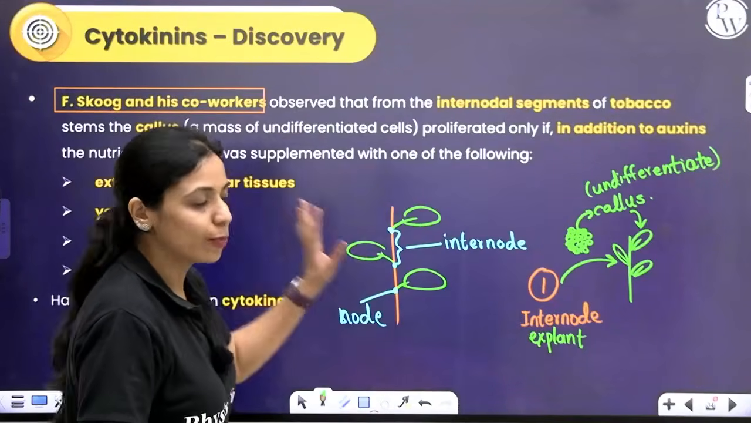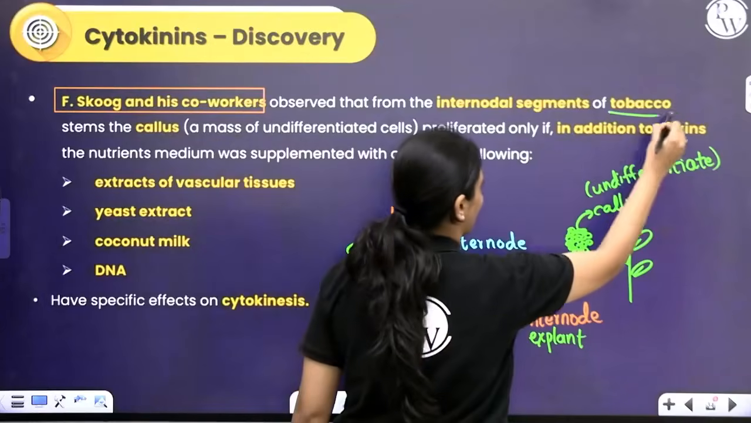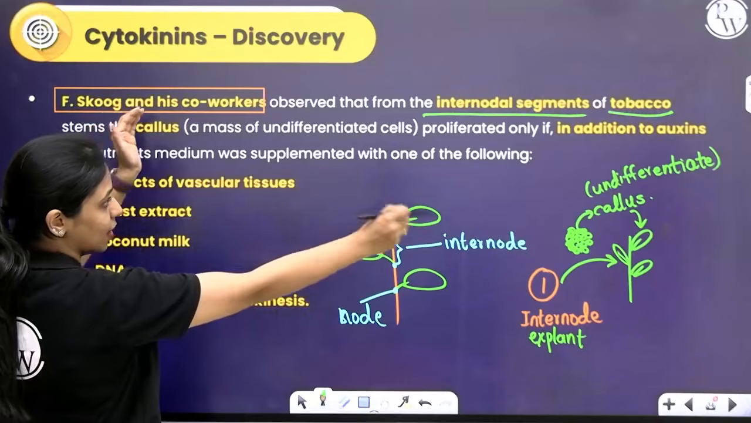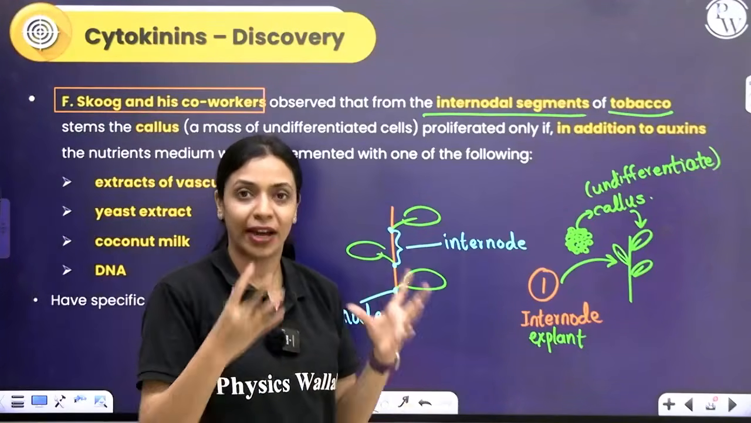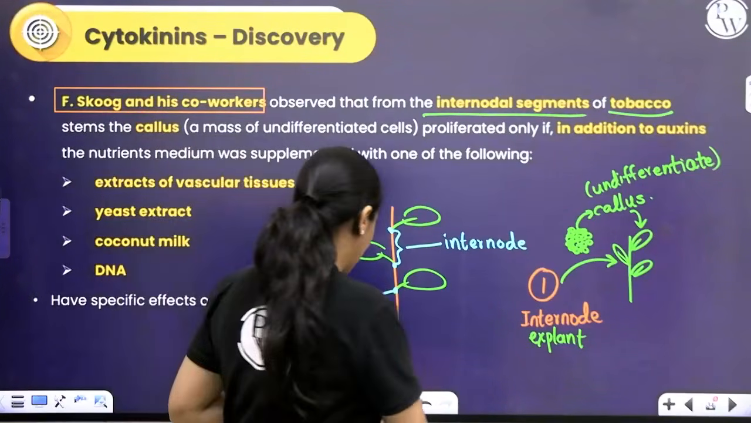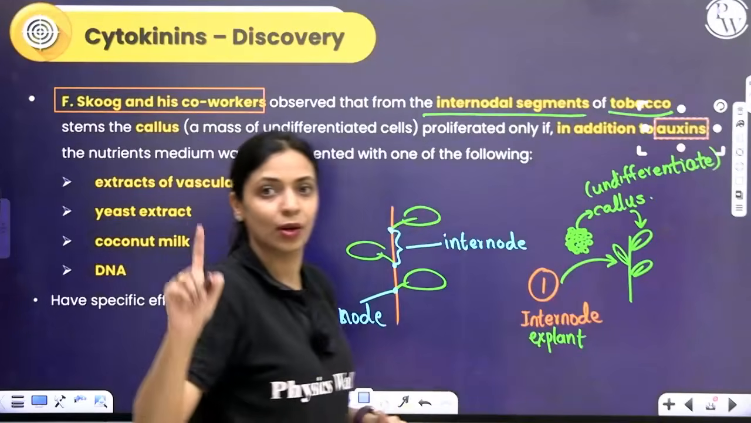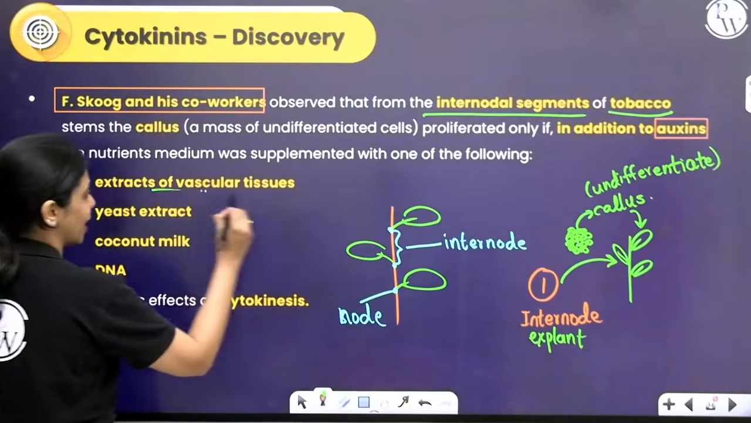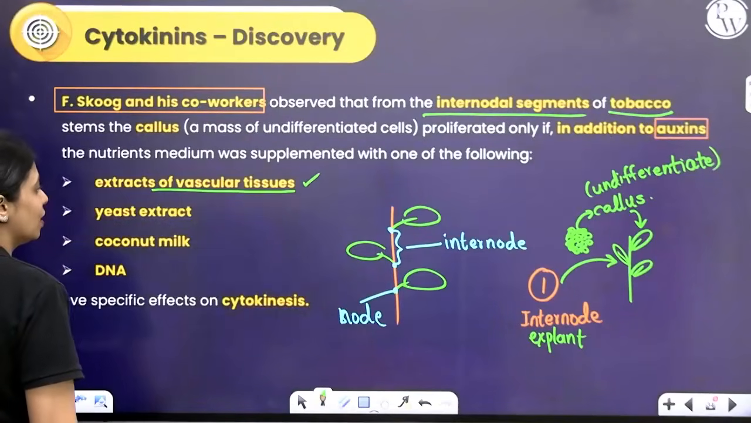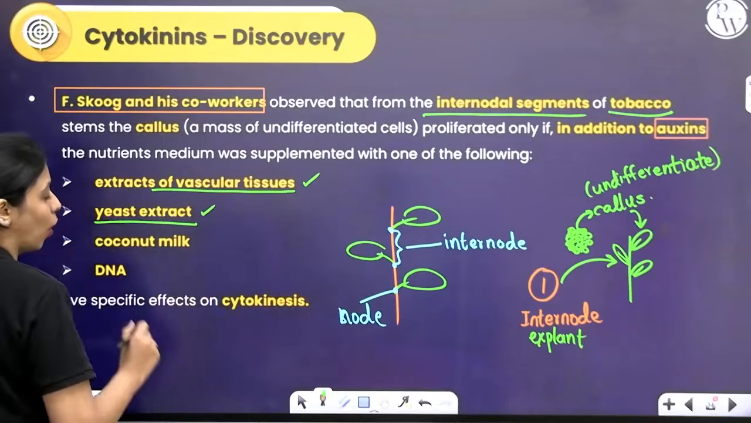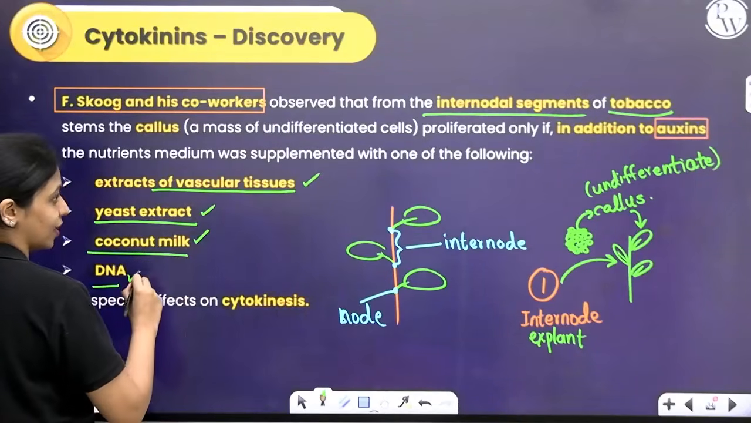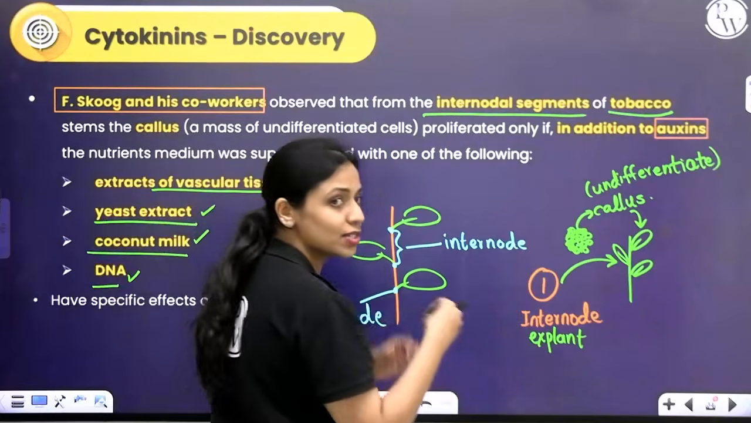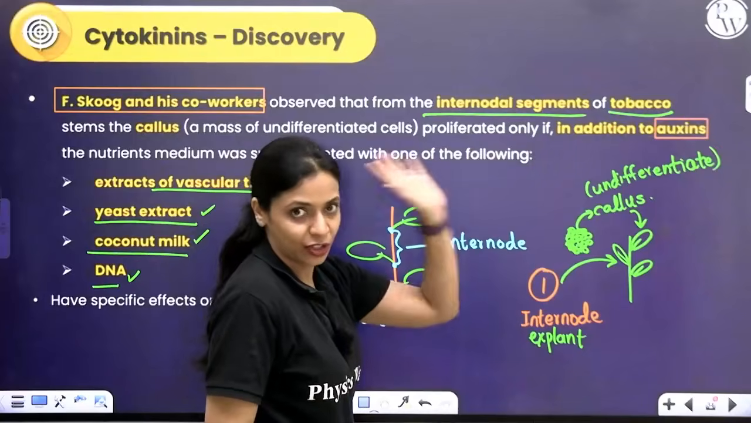Later, we have to provide it with certain nutrients that will make it differentiated and become a full plant. Okay. So, while they were performing experiments with this tobacco plant's internodal segments, they noticed that this callus would divide and differentiate only if, along with auxins, one of the following things was added to the medium. It was either extract of vascular tissues like xylem and phloem, or yeast extract, or coconut milk, or DNA. If along with auxins any one of these was not added, the callus would not divide, it would not differentiate.